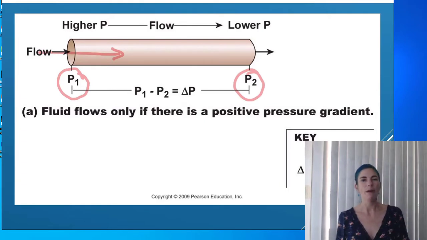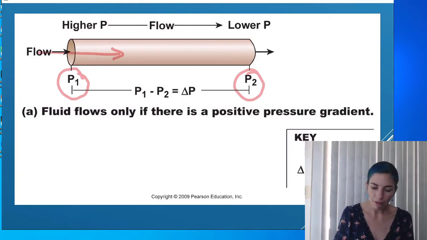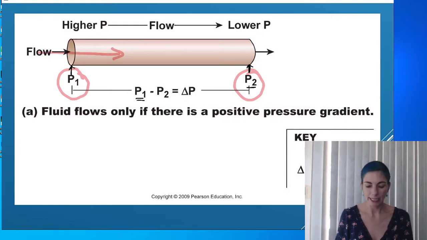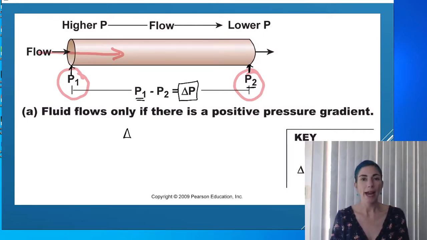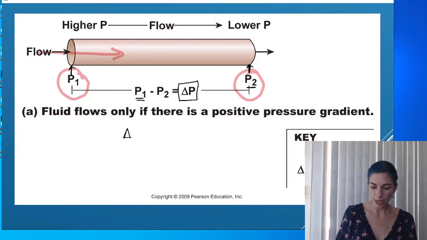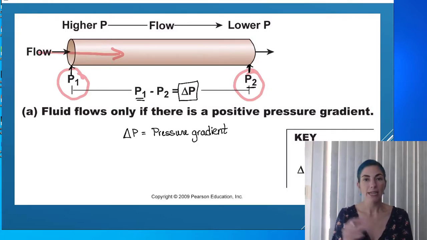Now, that looks a little bit mathematical here, but really all of this is saying is that I have a pressure at this point, and I'm calling that P1, and I have another pressure at this point, and I'm calling that P2. Now, this is a mathematical term. It's called change in pressure. That triangle just means change or difference. So change in P is the same thing as a pressure gradient, meaning there is a difference in pressures. Now, in this case, P1 needs to be greater than P2 in order to have the difference.